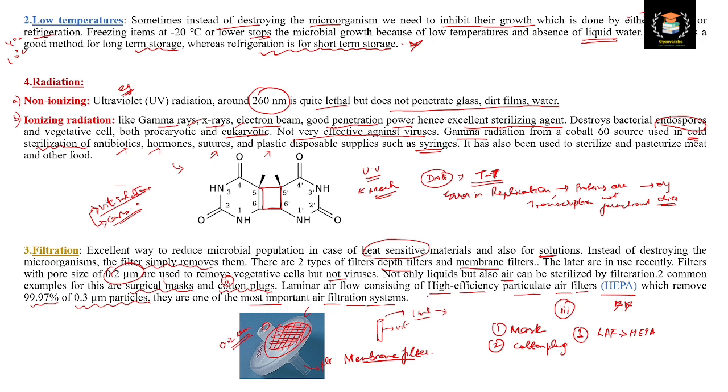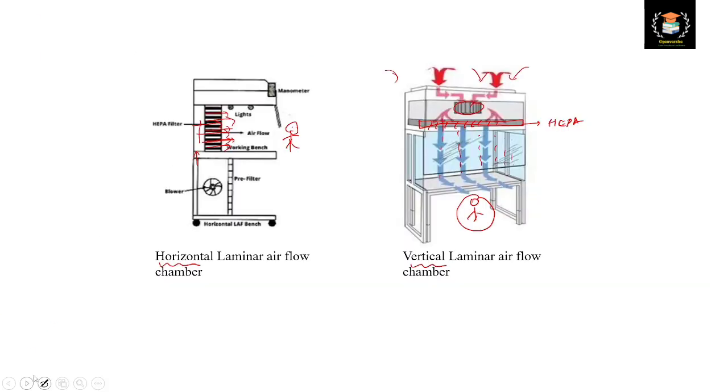Filtration is used not only for solutions but can also be used for air. Air can be sterilized using your surgical mask. Your cotton plugs are a type of filter, masks are a type of filter, and the other is laminar airflow. The laminar airflow uses HEPA filters, which are high efficiency particulate air filters. Laminar airflow is of two types, horizontal and vertical. So this was all about your physical methods of sterilization. In the next part, we will be learning about chemical methods of sterilization.